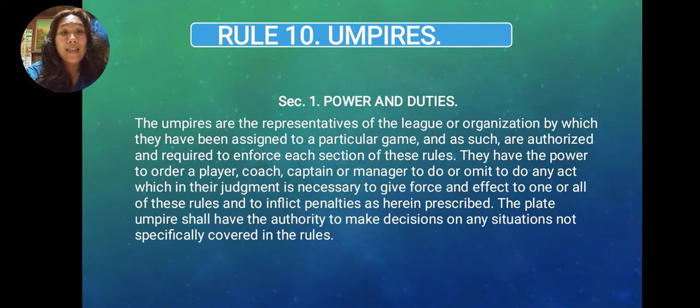So for Rule 10, the umpires. Section 1, Power and Duties. The umpires are the representatives of the league or organization by which they have been assigned to a particular game, and as such are authorized and required to enforce each section of these rules.